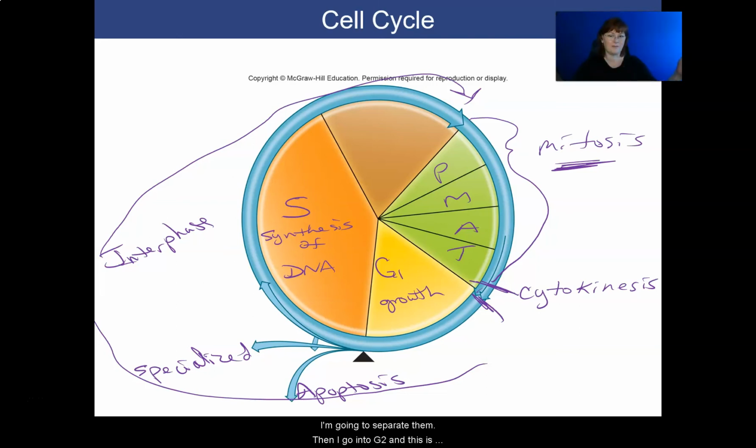Then I go into G2, and this is where I'm kind of getting ready for mitosis. So maybe I get a little bit bigger, so I have more cytoplasm to split apart. Maybe I produce some extra organelles that I might need, or extra proteins that I might need for that process of cell division. So practice drawing the cell cycle out and the different steps within it. I promise if you just sit down and copy it a couple of times and then try drawing it on your own, in 5 minutes you'll have drawn it 10 times and you'll have it down.